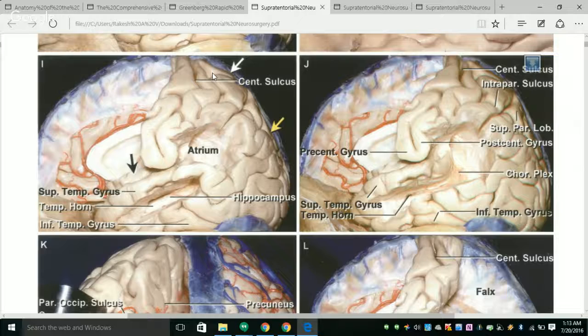Yes, so the white arrow is located where the upper end of the ascending ramus of the cingulate sulcus reaches the superior hemispheric border. The yellow arrow is where the upper end of the parieto-occipital sulcus reaches the superior border.